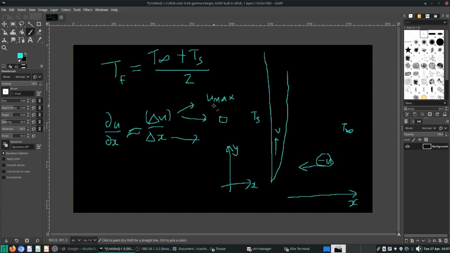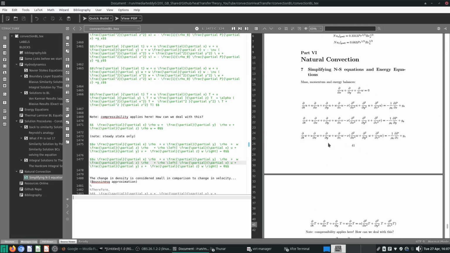So u max is the maximum velocity, and 0 is the minimum velocity. And delta x, what is it within the boundary layer? After all, we want our boundary layer equations to describe motion in the boundary layer. Outside the boundary layer in the free stream, we aren't really interested in what the conditions are like. We just assume they are constant.